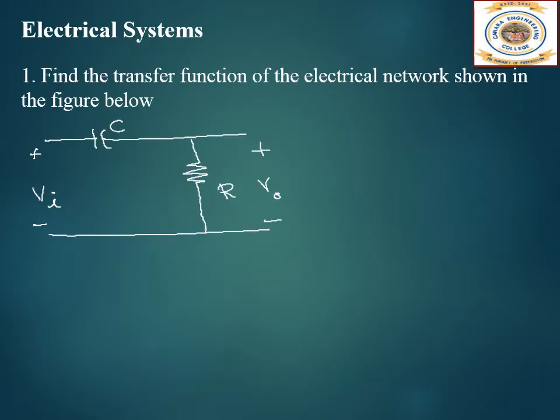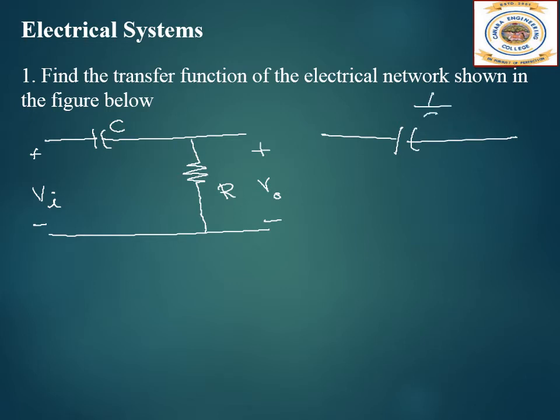So the question here is, you have to find the transfer function of the electrical network shown in the figure below. In this circuit, we have a capacitor, a resistor and the input, and the output is across the resistor. To make it simpler, I'll first write the Laplace equivalent of the capacitor and redraw the circuit.